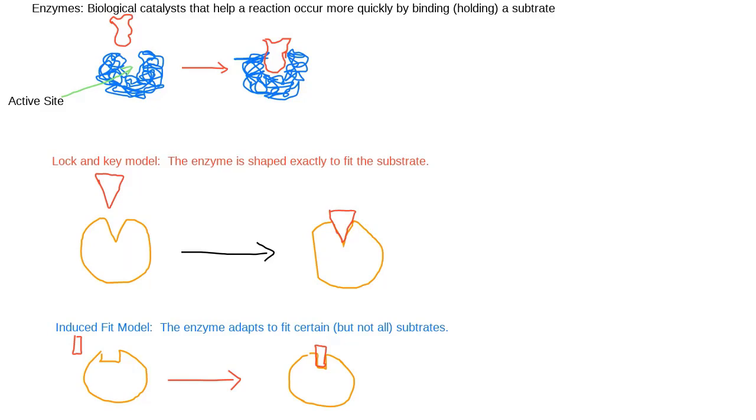Okay, so those are the two basic models of enzyme interaction with substrates. Now we'll speak real briefly about inhibition, and then we'll be done. I'm going to go ahead and delete this. Are we good with this, or do you need any more time?